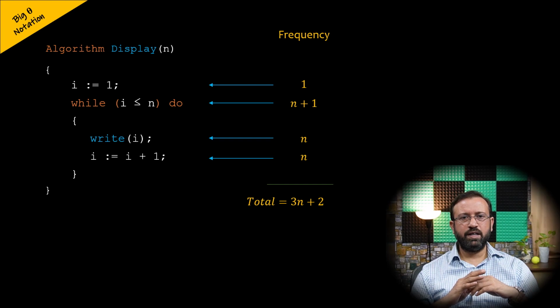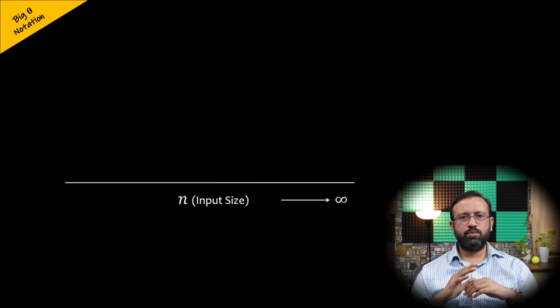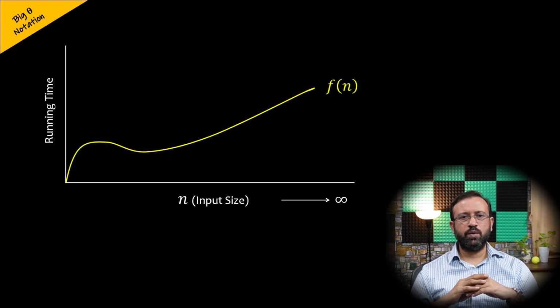Now, mathematically, the number of operations needed to execute an algorithm is represented as a runtime function f of n, where n is the size of the input. Let us graphically plot the function f of n. So, we will have n, which is the input size, on the x-axis and the running time on the y-axis. So, graphically, when the function f of n is plotted, it will look like this, where as the input size n increases, the running time increases.